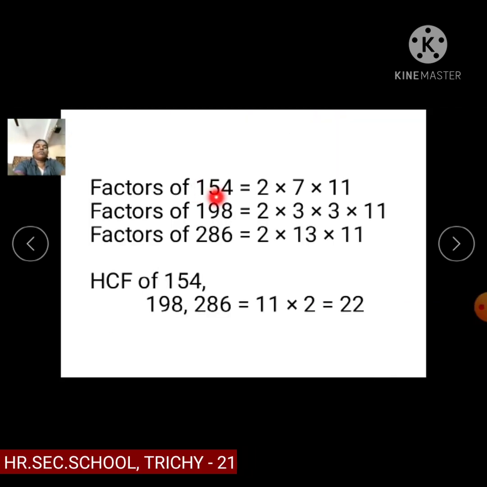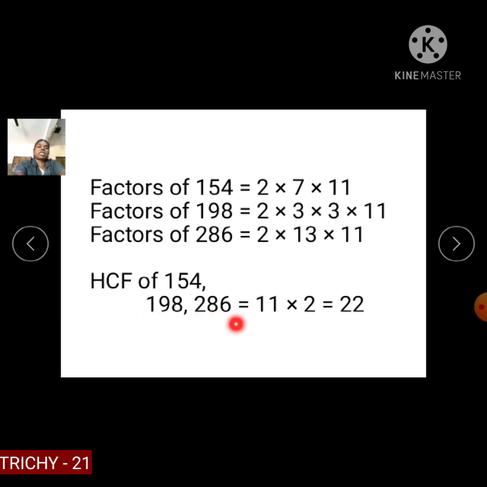Factors of 154 equal to 2 into 7 into 11. Factors of 198 equal to 2 into 3 into 3 into 11. Factors of 286 equal to 2 into 13 into 11. So highest common factor of 154, 198 and 286 equal to 11 into 2 equal to 22.